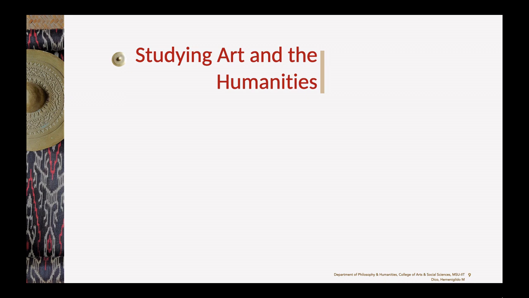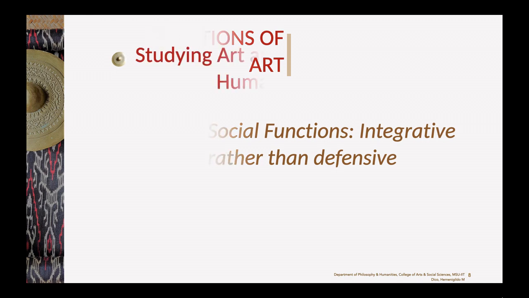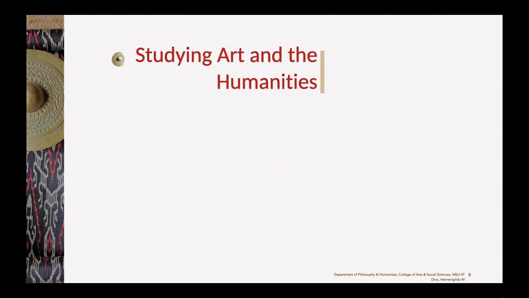So, the social functions: art is integrative rather than defensive. Art integrates people in communities. The cohesion brings out an identity. An identity defines culture. Culture defines nation. A strong integrated nation of people sharing the same aspiration keeps intact. A strong nation defends culture from disintegrating.